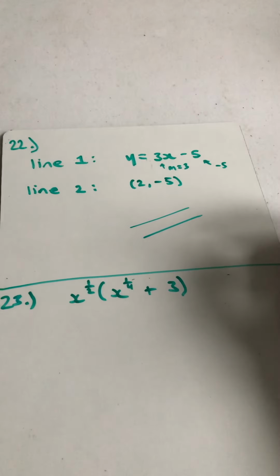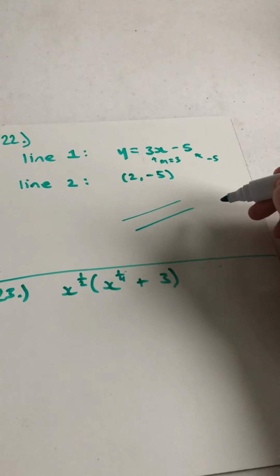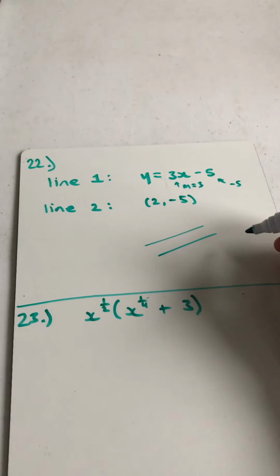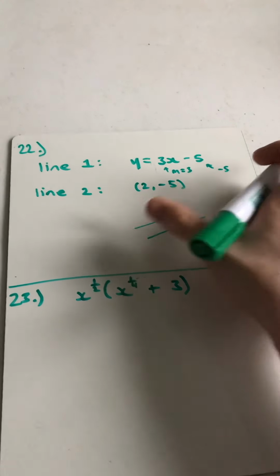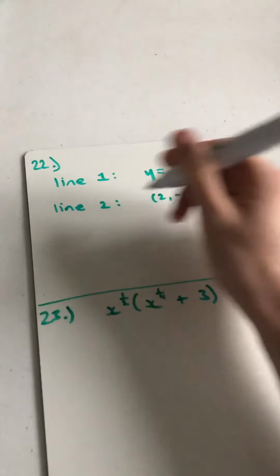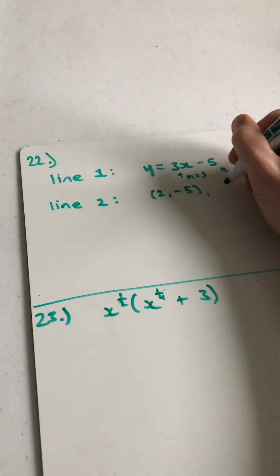Now, when it says they are parallel, that means this is what my two lines look like. They're running in the same direction as each other. They never meet, and importantly, they have the same gradient. So what that tells you about line 2 is that that also has a gradient of 3.